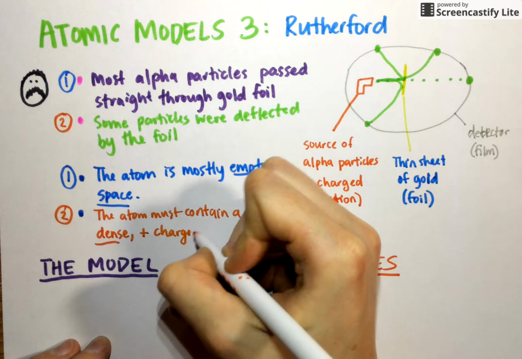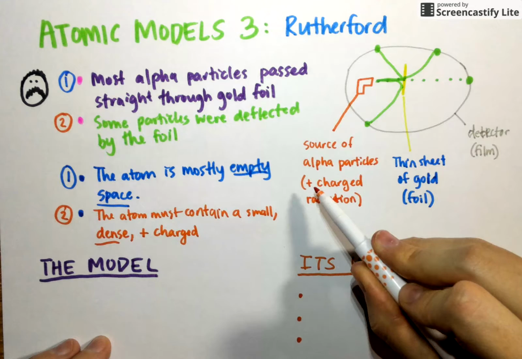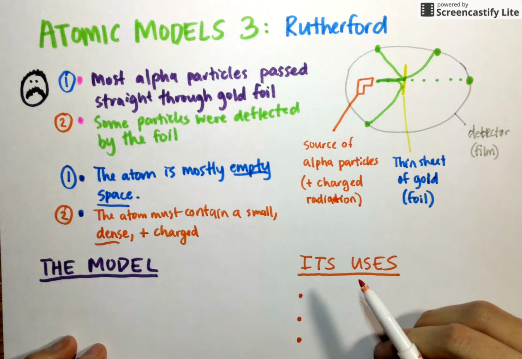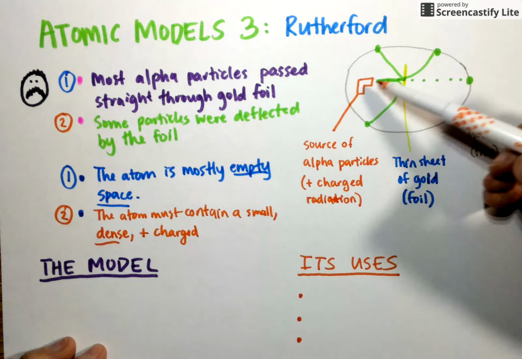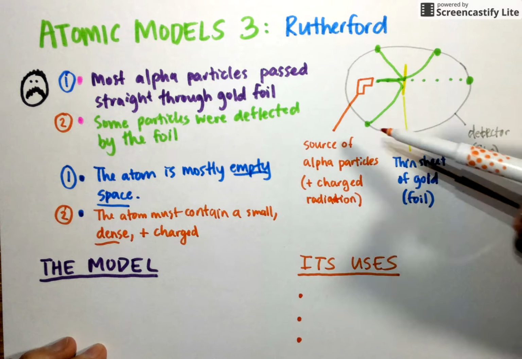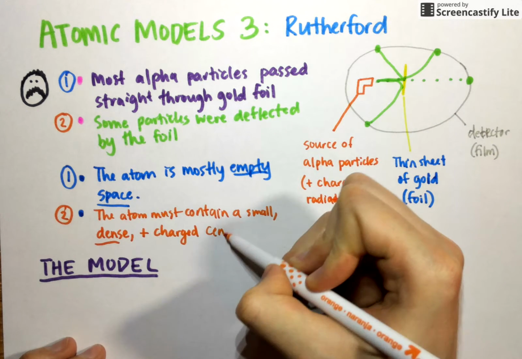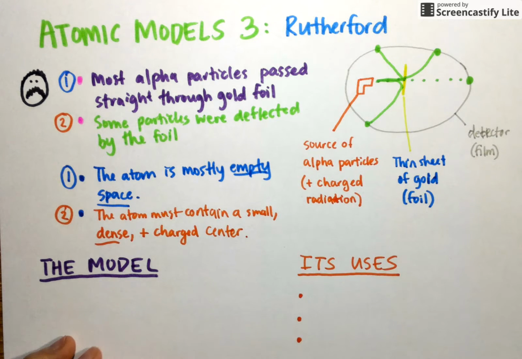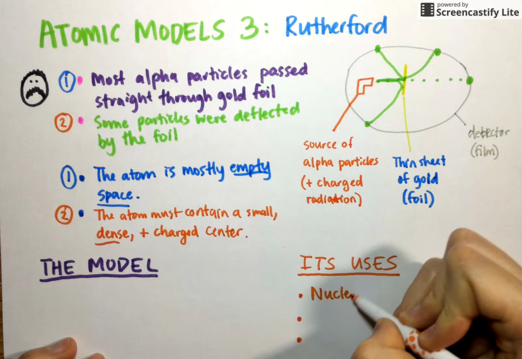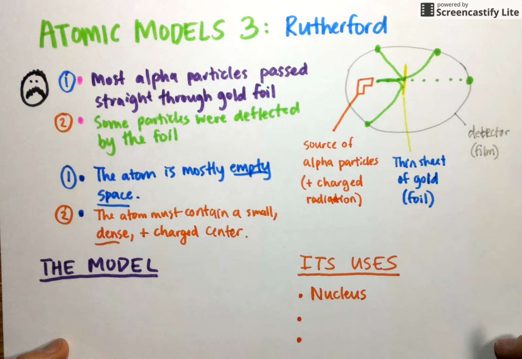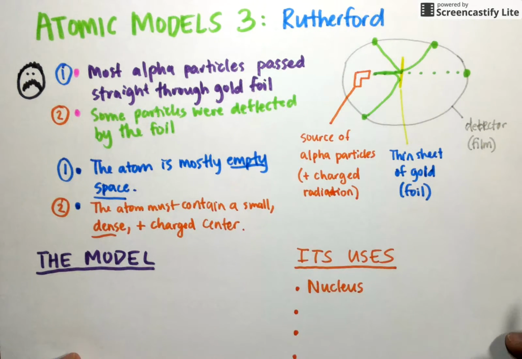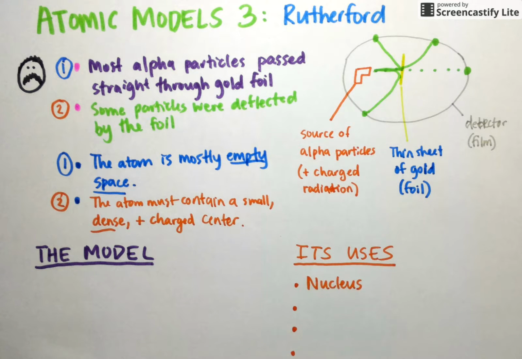So his second observation was that some particles, very few, but some, were deflected by the foil. And remember, since the foil was so thin, it's not a result of the foil being solid. It's a result of something that composes the atoms of the gold themselves.